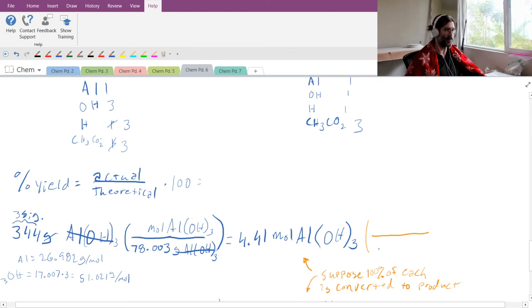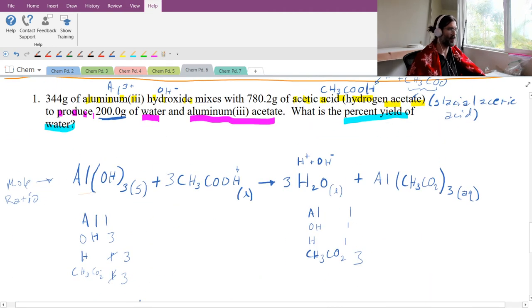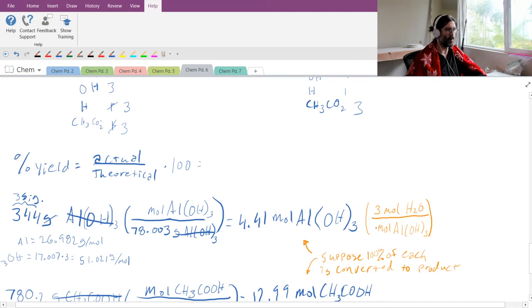So we have, for every mole of aluminum hydroxide, Al(OH)3, we get 3 moles of water. We got that from the ratio in our molecular formula. For every 1 mole, we can get 3 moles of H2O. Moles of aluminum hydroxide cancels with moles of aluminum hydroxide. We're left with 3 moles of water times 4.41, which gives us 3 times 4.41, 13.21 moles of H2O.